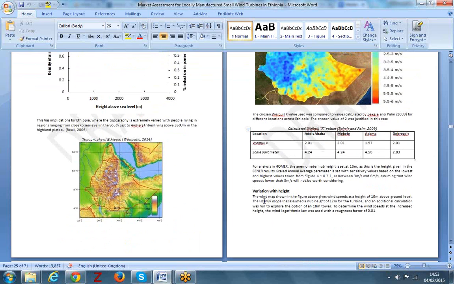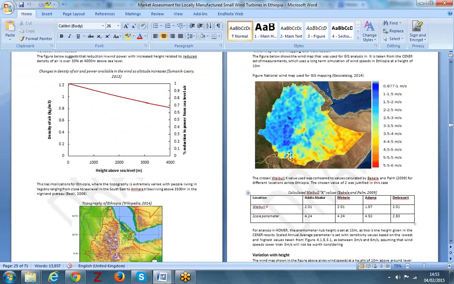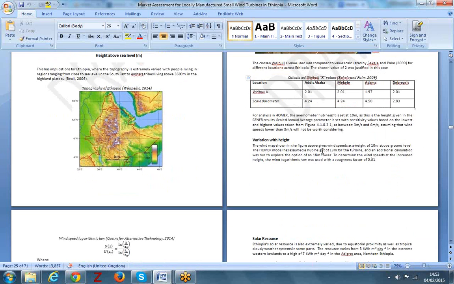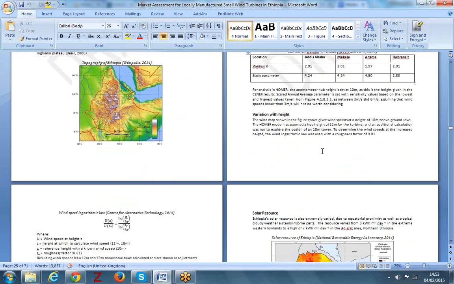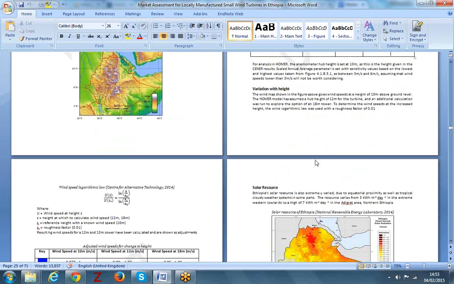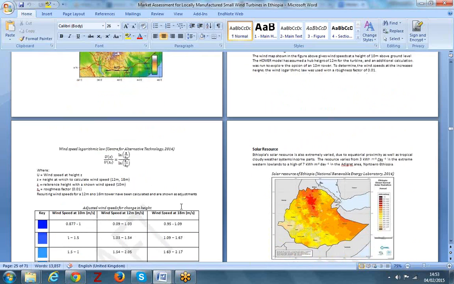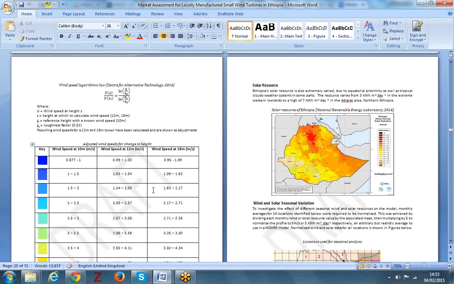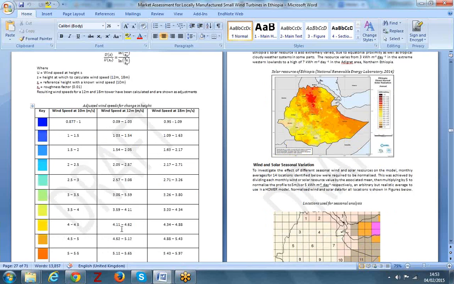The other aspect is the variation with height. This data map shows the wind speed at 10 meters above sea level, and we're modeling towers at 12 meters. We built 12 meters, so it's not going to change it very much, but it does change it a little bit. If you know the wind speed at a certain height and you want to know it at another height, you can use these log laws to estimate the wind speed at a higher height. And this is the updated table for that.